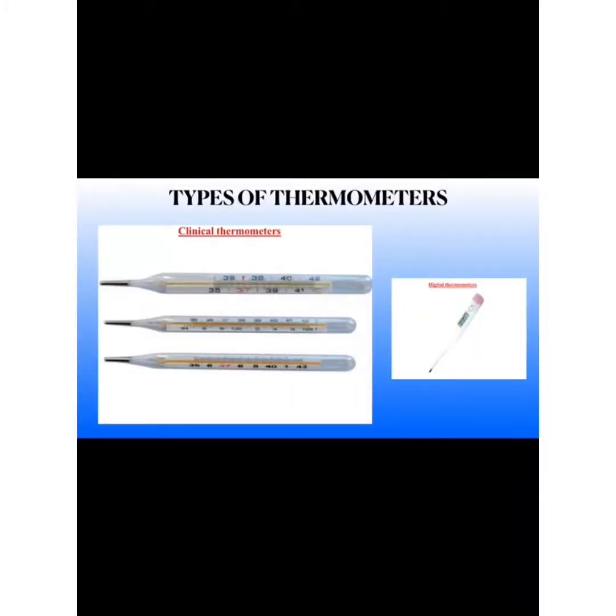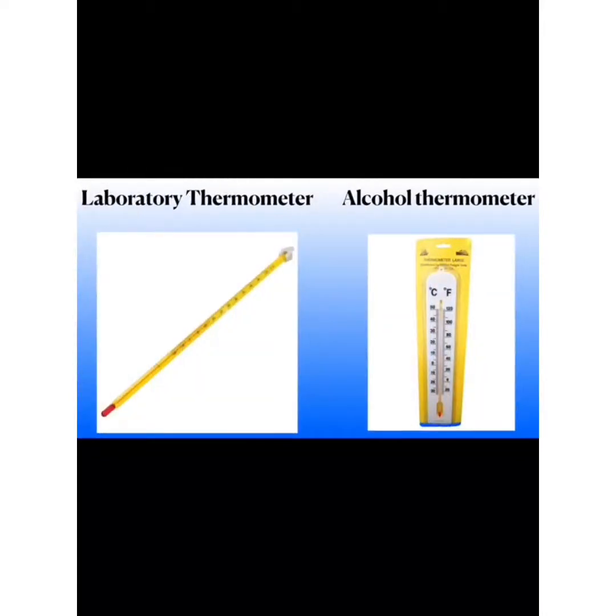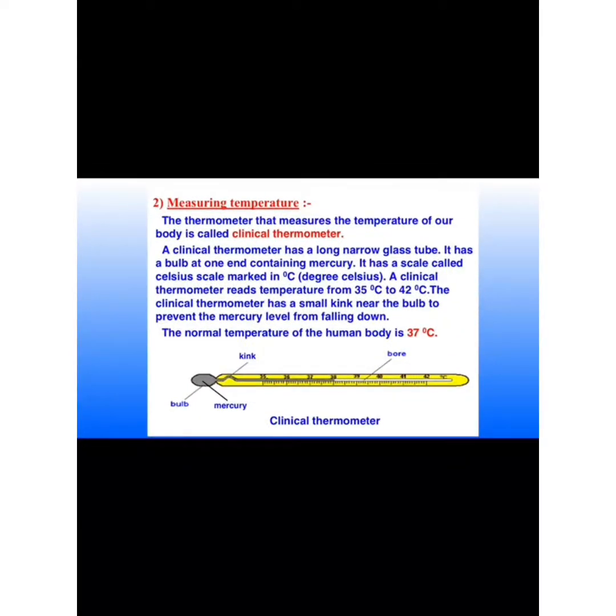Now, we will discuss the different types of thermometers: clinical thermometer, digital thermometer, laboratory thermometer, and alcohol thermometer. Now let's discuss them in detail one by one. Clinical thermometer. It is used to measure the temperature of a body. It has a long narrow tube. It has a bulb at one end containing mercury.